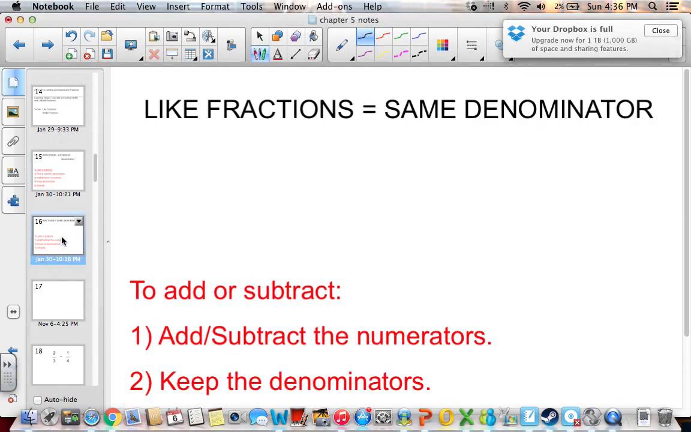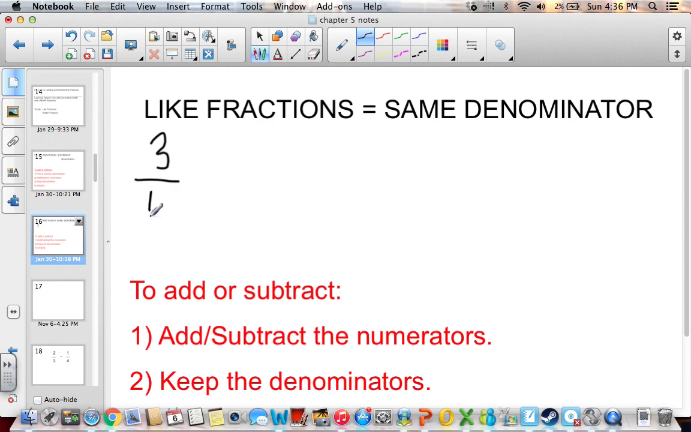We want like fractions first. So like fractions are fractions that have the same denominator. So some examples of like fractions would be 3/10 and 9/10. Remember, our top number is our numerator, bottom number is our denominator. So like fractions, denominators are the same.